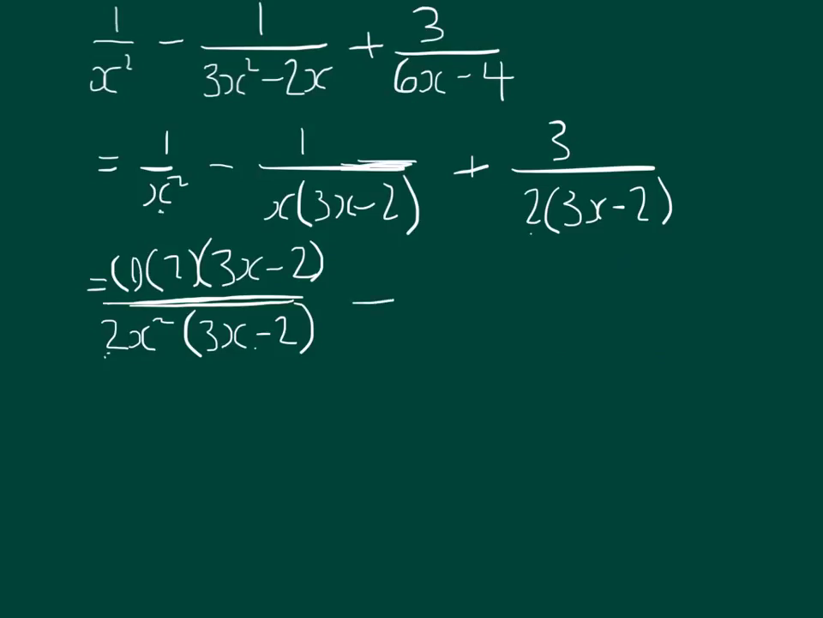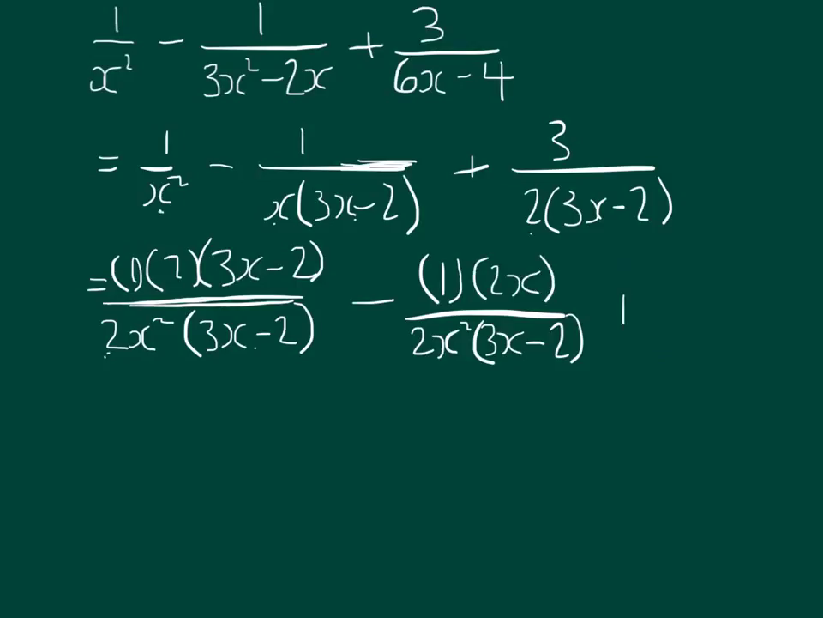Now the next one, we've got 1 again, and what do we need to multiply all this by to get 2x squared times 3x take 2? We've already got the 3x take 2, we've already got 1x, so it's just times 2x. And finally this one, this 3, what do we need to multiply this stuff at the bottom by? Well, the only missing bit is the x squared, so it's going to be an x squared here.